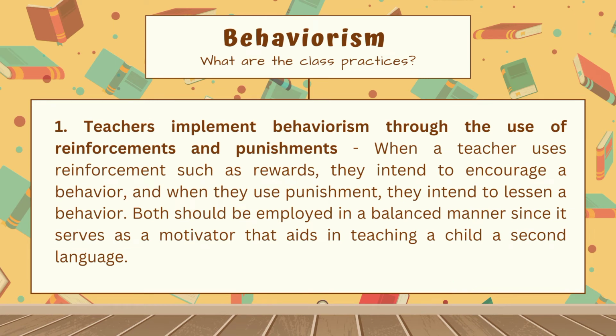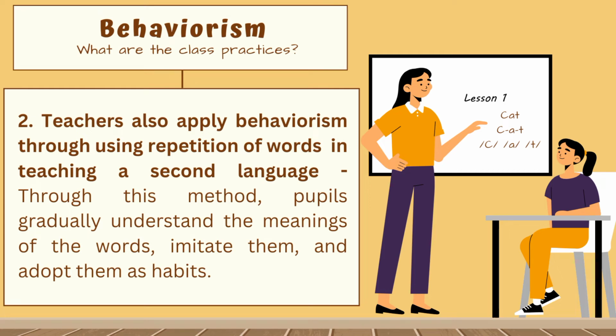What are the class practices of behaviorism? First, teachers implement behaviorism through the use of reinforcement and punishment. When a teacher uses reinforcement such as rewards, they intend to encourage a behavior, and when they use punishment, they intend to lessen a behavior. Both should be employed in a balanced manner since it serves as a motivator that aids in teaching a child a second language. Second, teachers also apply behaviorism through using repetition of words in teaching a second language. Through this method, pupils readily understand the meaning of the words, imitate them, and adopt them as habits.